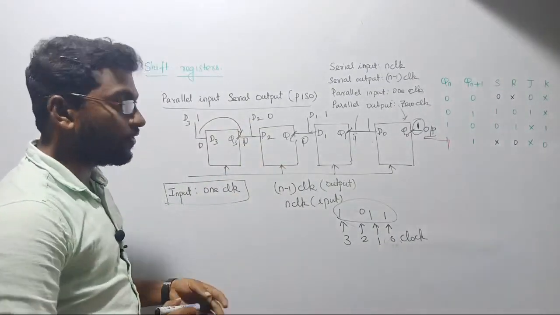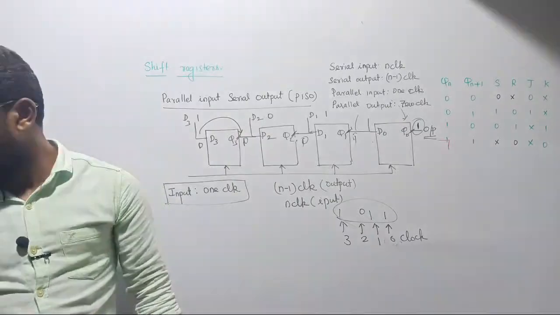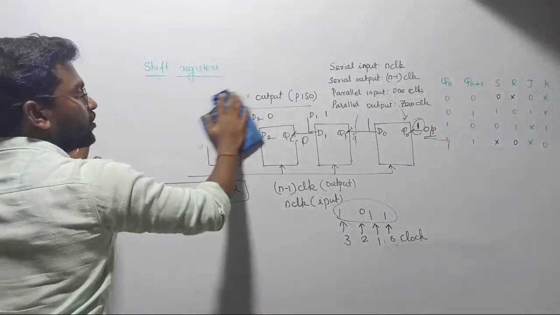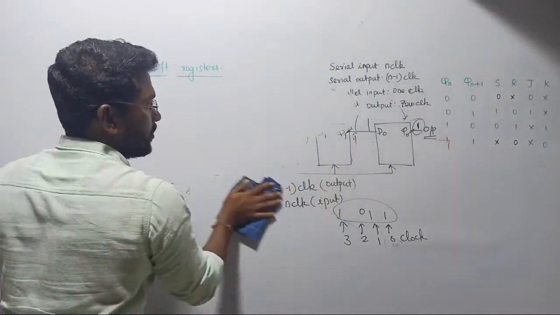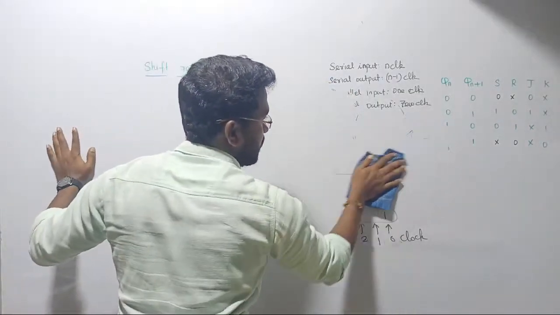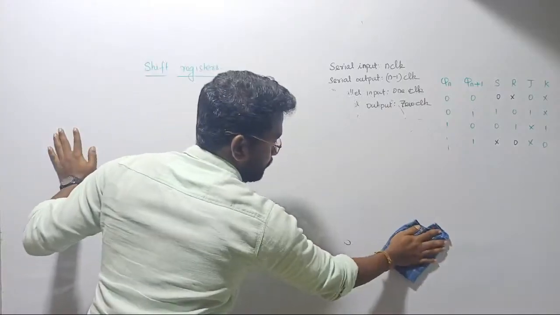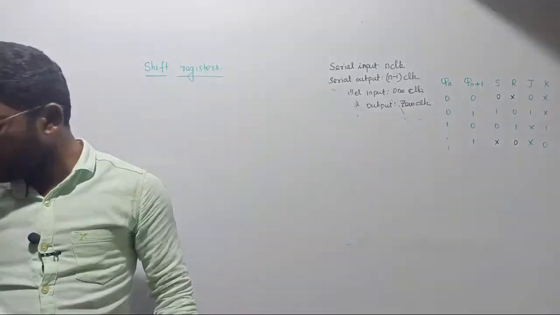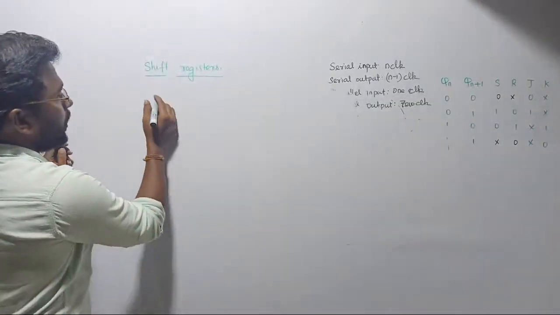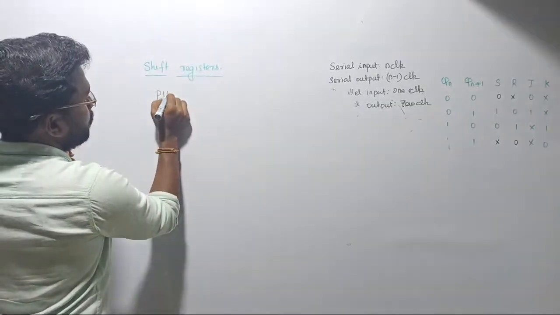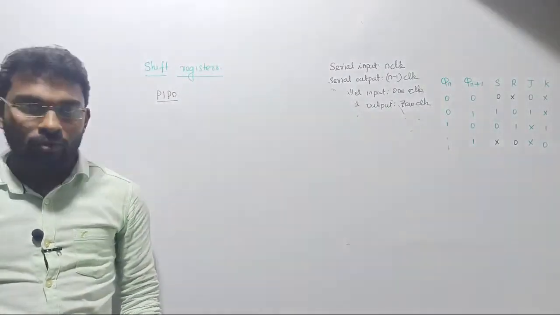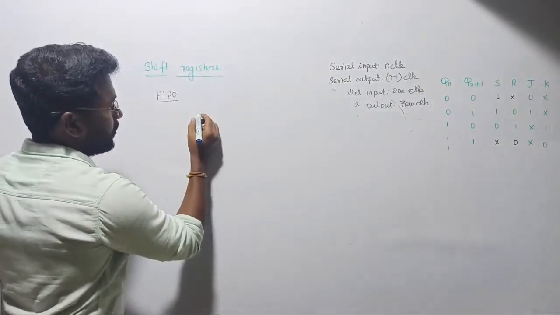So let us consider the last circuit, that is called parallel input, parallel output register. Let us remove this one. So let us design the last flip-flop, the last register, that is our parallel input, parallel output register. Simply you can design it by yourself also. I hope you all have understood.